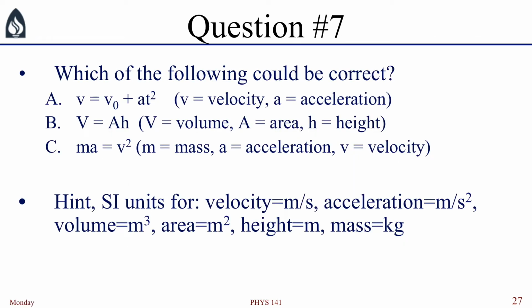So let's try that out. We want to know which of the following could possibly be correct. In equation A, we have velocity is equal to an initial velocity. That's what the sub-zero means, that this is an initial velocity, plus an acceleration times time squared. Here we have a volume is equal to an area times a height, and the last equation says that a mass times an acceleration is equal to velocity squared. Which one of these could be correct? And as a hint, I have the SI units for all of these various quantities.